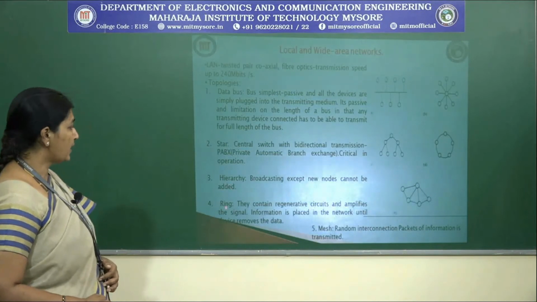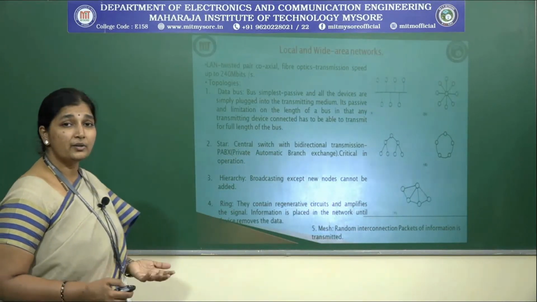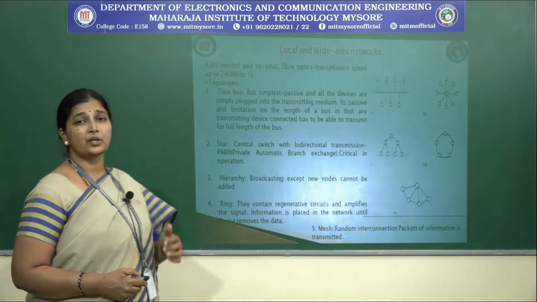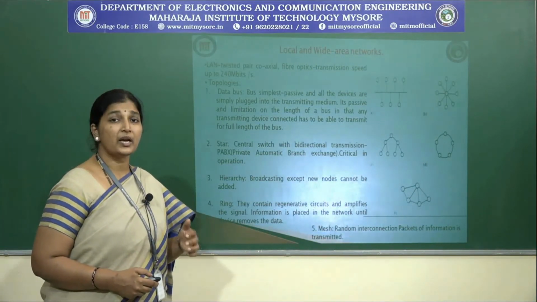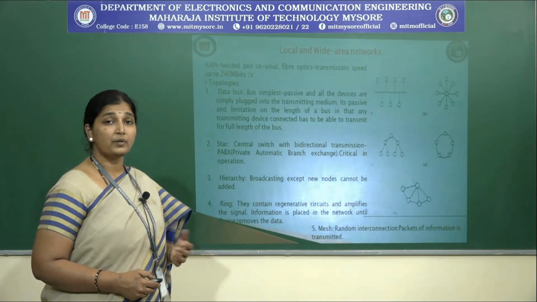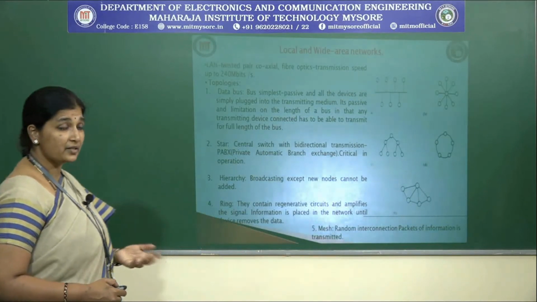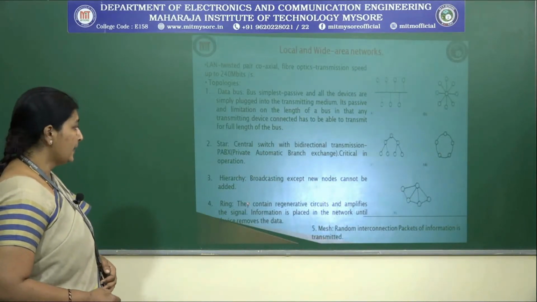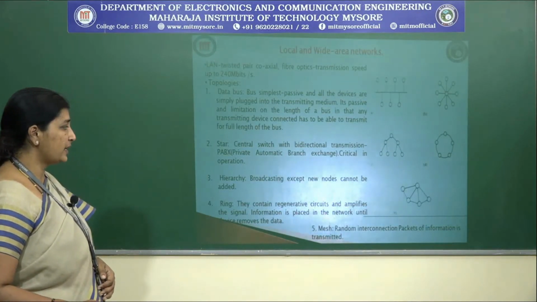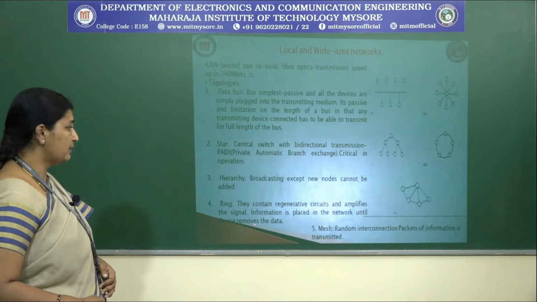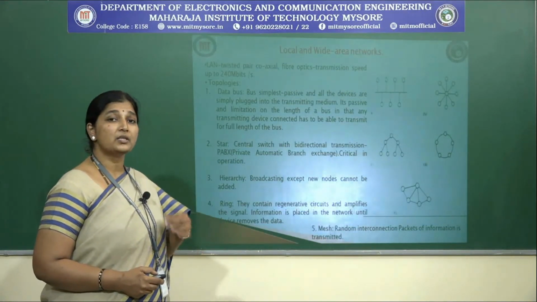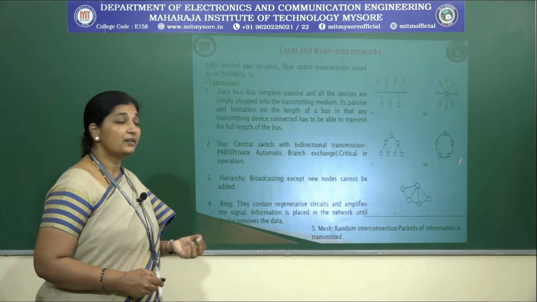Okay. Next, you have what is called a ring. A ring is widely used and most popular. Why? Because you have a regenerative circuit in each and every node, which can amplify the signal. They contain a regenerative circuit and amplify a signal. So information is placed in the network until the device removes the data. Unless the device removes the data, the information will still be there in each and every node.